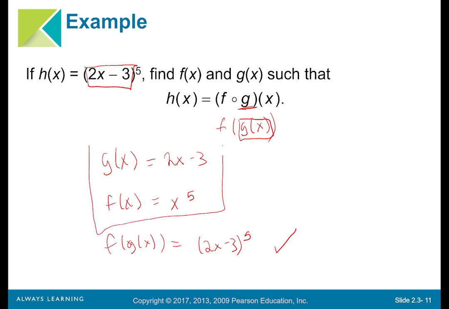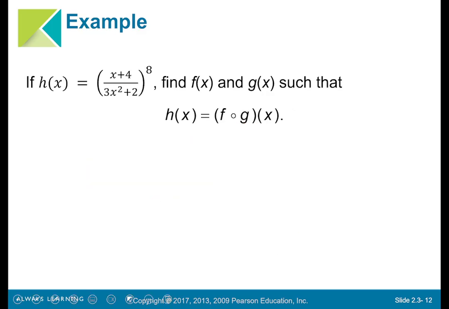Now there can be multiple answers. You can actually split up a function into as many operations as exist in that function. But just try to go with the most glaring: box in your inner function, think about what that outer function is, and go from there.